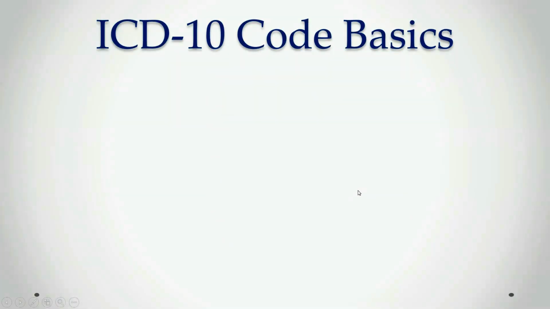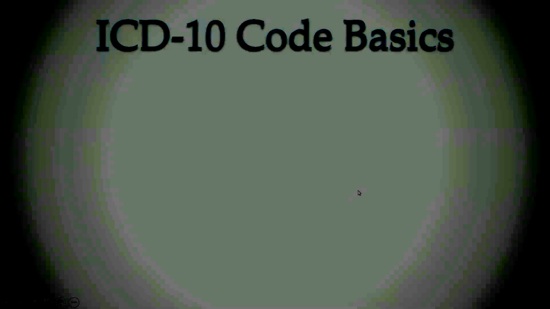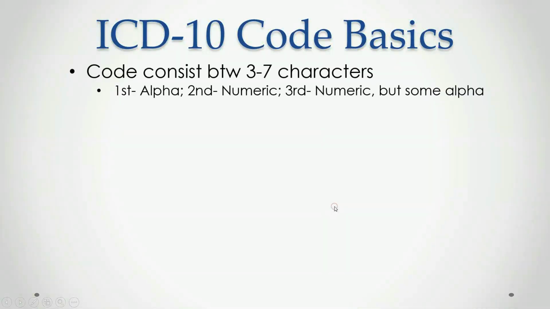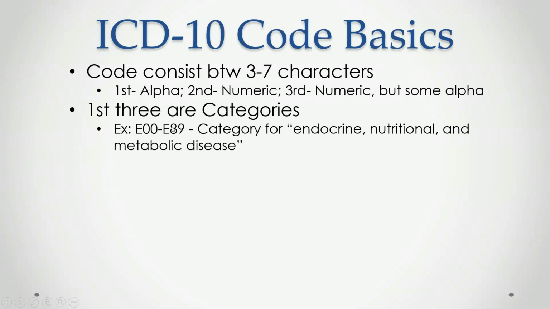You don't have to memorize this, but I just wanted to break it down for you guys to understand what ICD-10 means. So, as I mentioned, it consists of 3 to 7 characters. The first is alpha, the second is numeric, the third is numeric but can sometimes be alpha. The first 3 make up the category. For example, E00 to E89 is the category for endocrine, nutritional, and metabolic diseases.